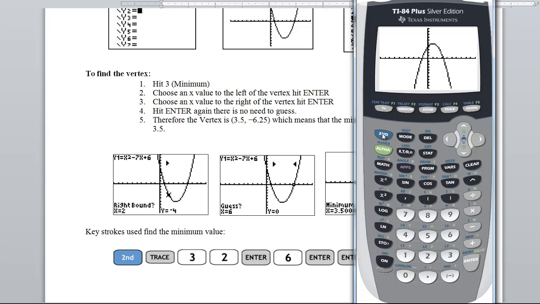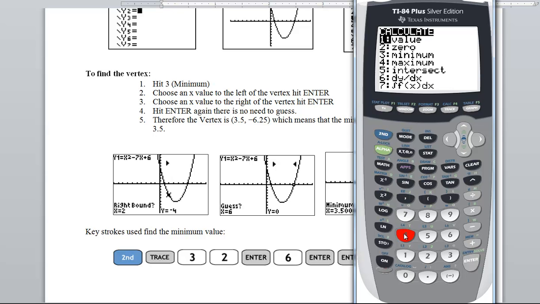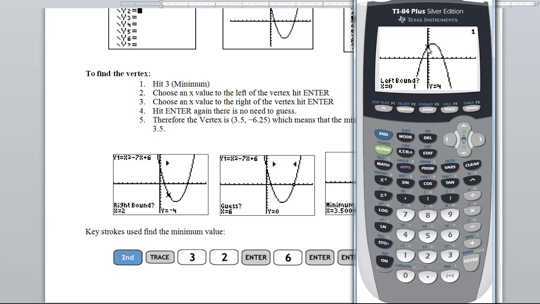So now I've got second trace for the calc menu, number 4. Now it looks like this thing's around 1. Right now this is to the left, so I can go ahead and press enter. Let's put in a number to the right of it. Looks like 1, so I'll put in 2. You could get further apart if you want. The biggest thing is that these boundary values have to have your vertex cornered. Guess? No, just hit enter and you should have the word maximum. Now my maximum value is y equals 5. The x is only the location. I could say at x equals 1, my maximum is y equals 5, or just 5. That's how I could do that.